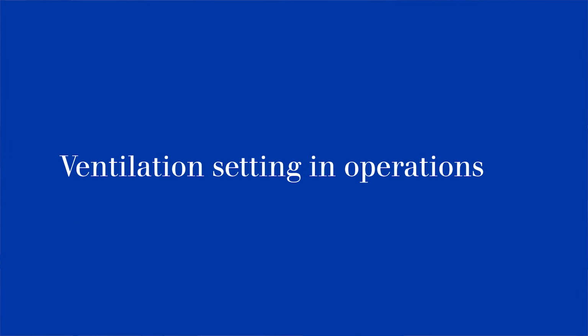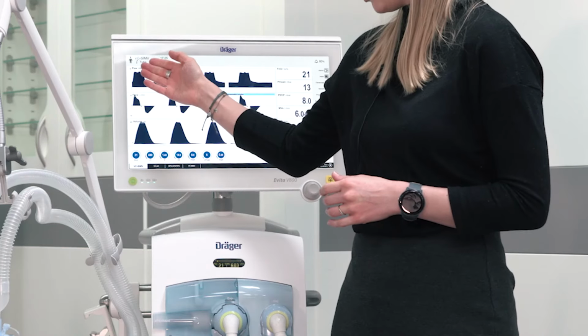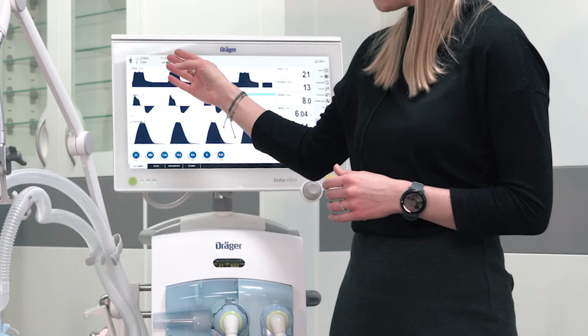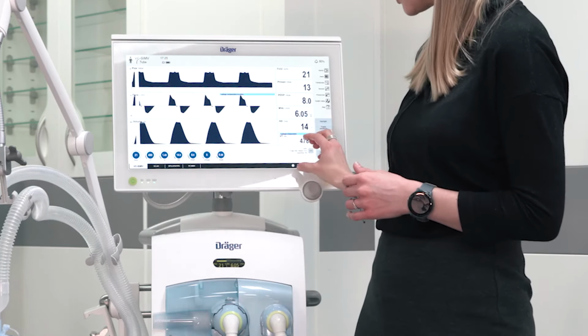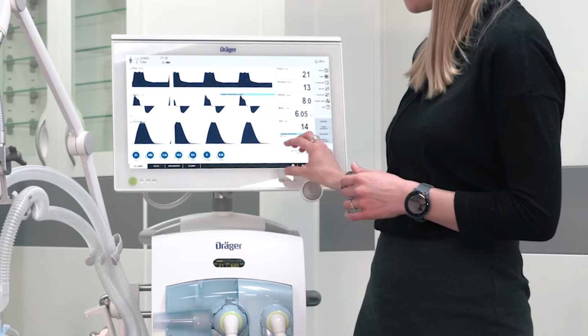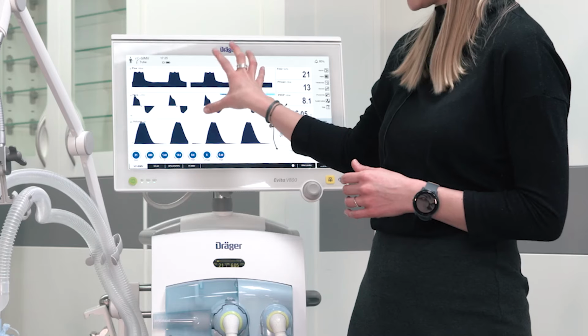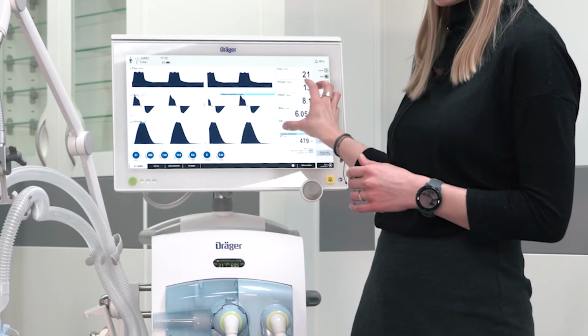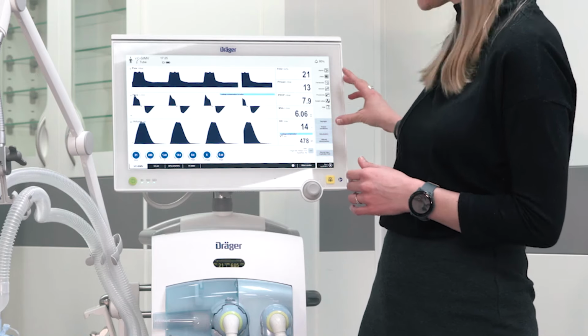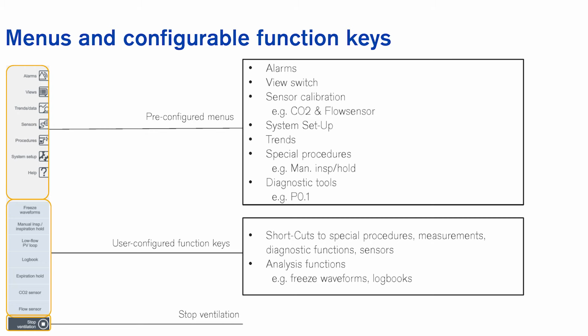Now we will show you how to adapt your ventilation settings in operation. On the top, you can find your patient category and your respective ventilation modes. You can adapt your settings for your ventilation mode in the lower part of the screen. Centrally, you can see your waveforms and measurements. On the right-hand side, you have further submenu structures and configured functional keys.